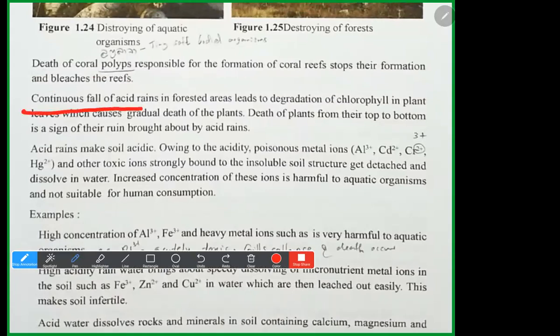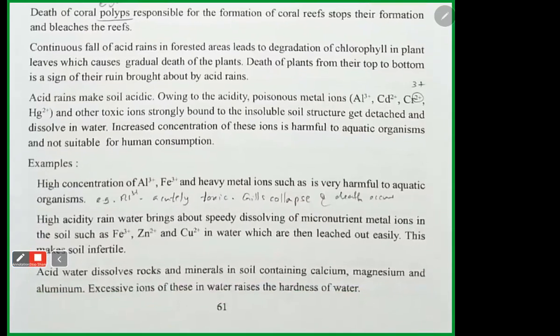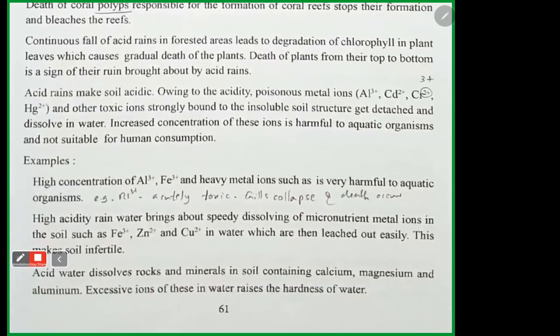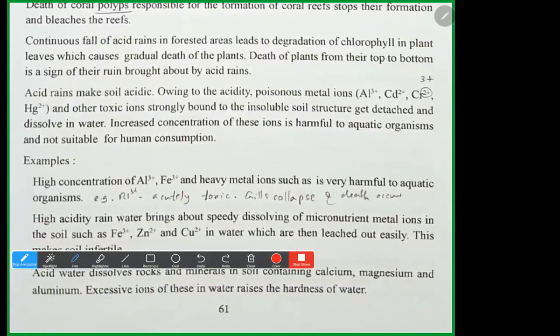Continuous fall of acid rain in forest areas leads to degradation of chlorophyll in plant leaves, which gradually causes death of the plants, because they don't have leaves, the organs that make food. So then they don't have energy. Death of plants from top to bottom is a sign of their ruin brought about by acid rain. In Sri Lanka, we don't see this much, but in some countries abroad, they see the harmful effects acid rain has had on plants.